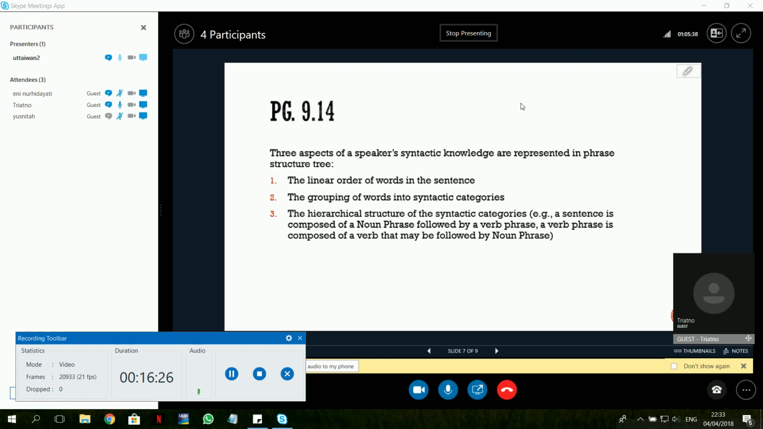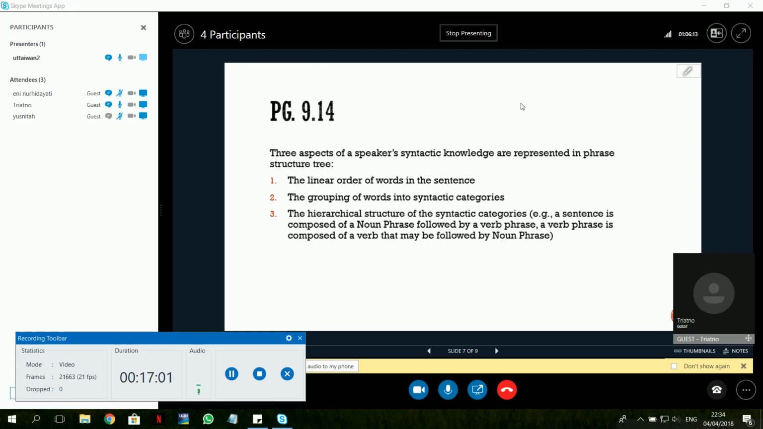Oke, thank you. Saya lanjutkan lagi. The phrase structure tree also shows that some syntactic categories are composed of other syntactic categories. The sentence "the child put the puppy in the garden" consists of noun phrase, the child, and a verb phrase, put the puppy in the garden. The verb phrase consists of the verb put, the noun phrase the puppy, and the prepositional phrase in the garden. Jadi kesimpulannya sama seperti apa yang sudah kita bahas tadi.